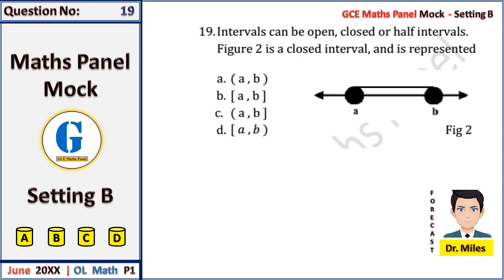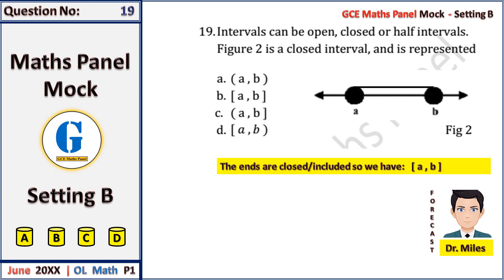19. Intervals can be open, closed, or half intervals. Figure 2 is a closed interval and is represented by the brackets, not the normal one that you know, but the one that is shown on screen that is normally used for intervals. When you see this particular symbol, it means that the interval is closed.